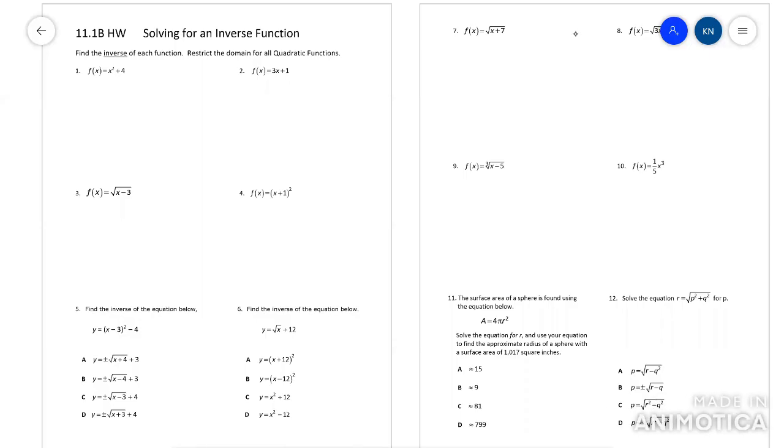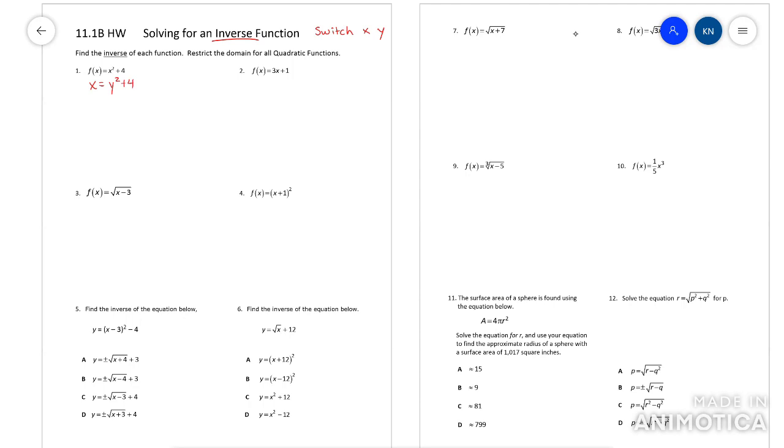All right, this video is going to cover 1101B, which is the algebraic way of finding these inverses. So let's get started. Basically, if you see this word inverse, you're going to switch x and y. That's critical to know. So also realize f of x is y. It's the same thing. So when you switch, like number one, you're looking at x equals y squared plus 4.